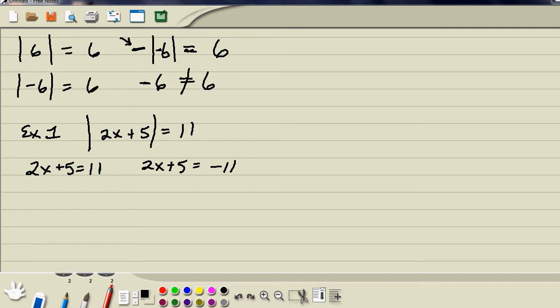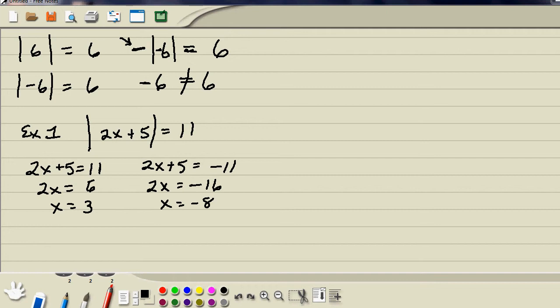And now we solve them individually, and we find that 2x, and we subtract 5 from both sides, and we get 6, or x equals a positive 3. And over here, I have 2x, and I'm going to subtract 5 and get negative 16, and x equals a negative 8. So my two possible solutions for example number 1 is a positive 3 or a negative 8.